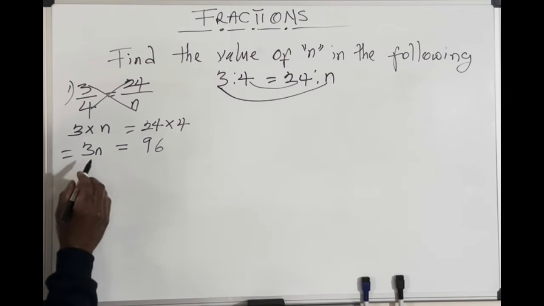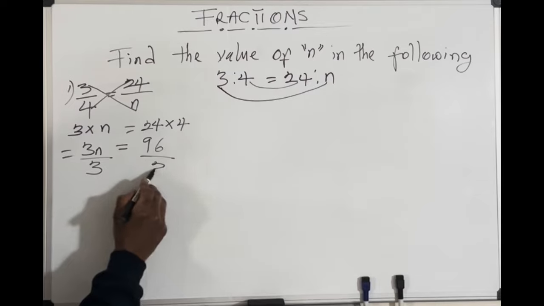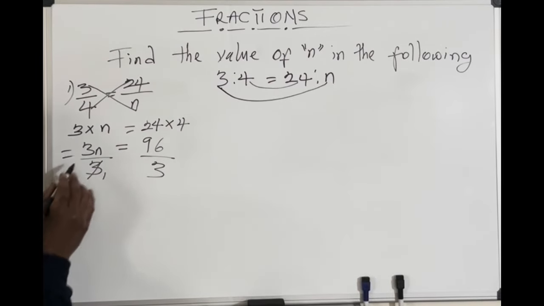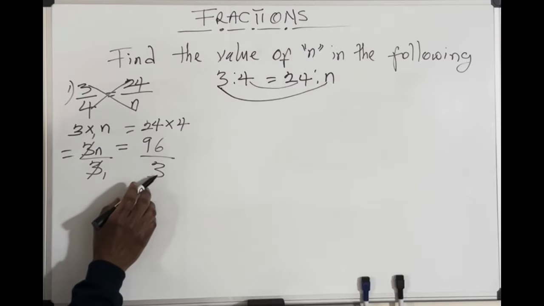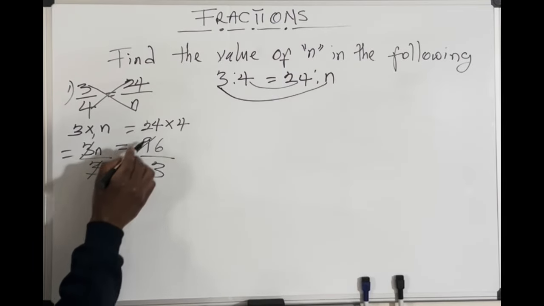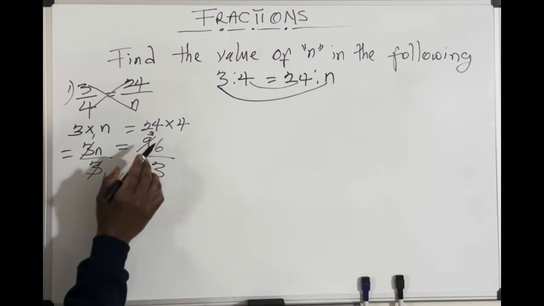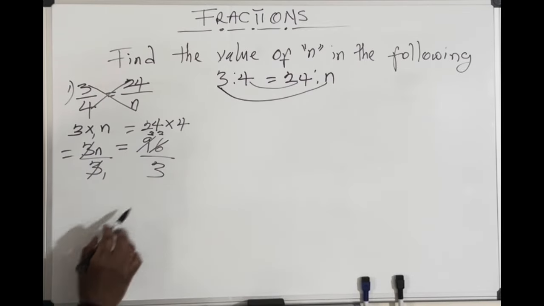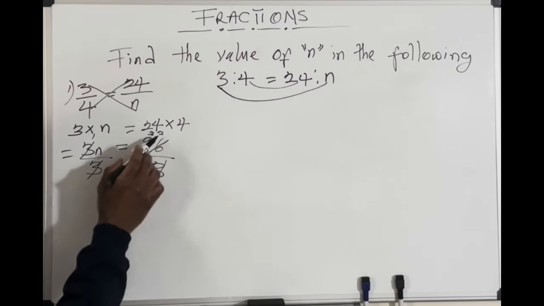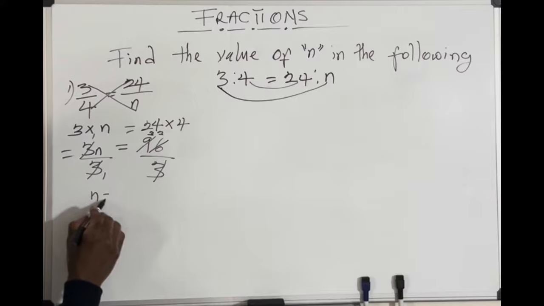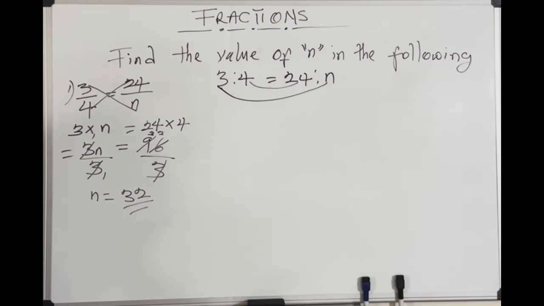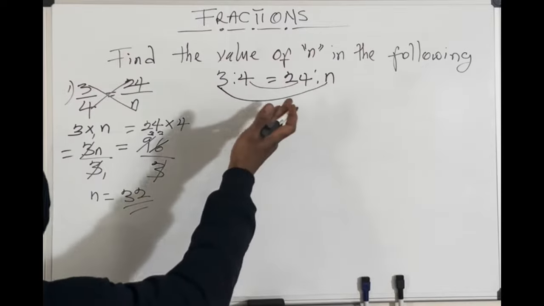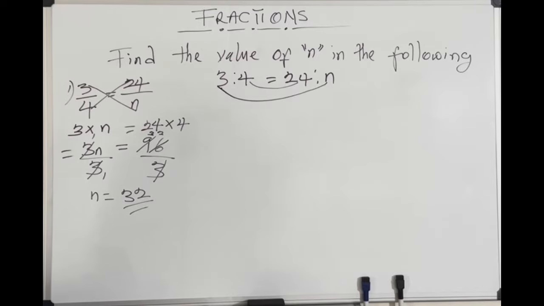And then we need an n, so we have to multiply through by the 3. 3 goes here, 1 goes here. 3 goes into 96: 3 goes into 9, 3, and into 6, 2. So 3 goes into 96, 32. So our final answer: n is 32.